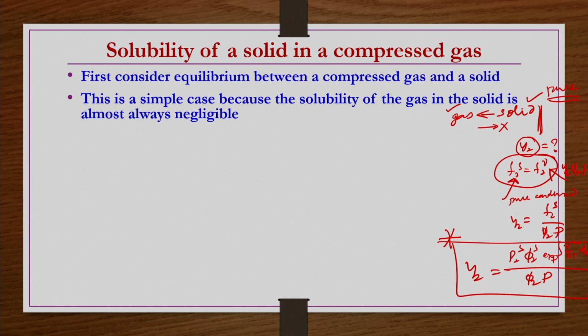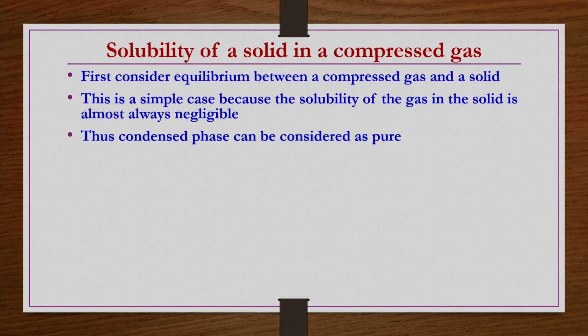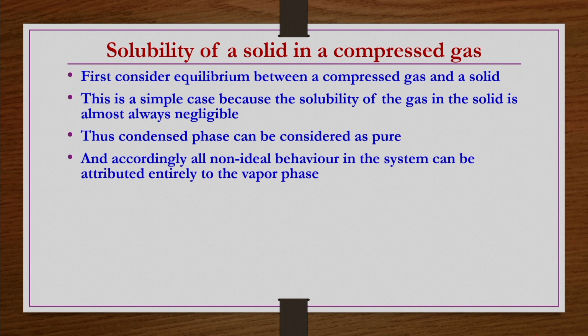Now, the simplicity that we have here is that whatever the solid is, it is almost a pure condensed phase, because gas is not being dissolved in the solid, whereas the solid is dissolving in the compressed gas. So, the condensed phase can be considered as pure, and accordingly all non-ideal behavior in the system can be attributed entirely to the vapor phase.